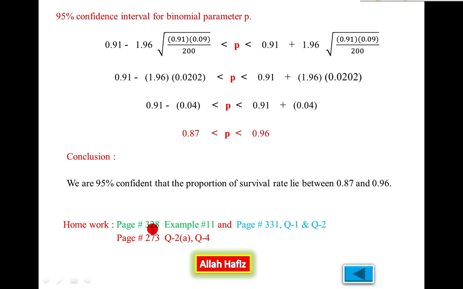And homework: page number 328, solve example number 11, and page number 331, questions number 1 and 2 of the testing of hypothesis, and page number 273, questions number 2a and number 4 for confidence interval. Okay, Allah Hafiz.